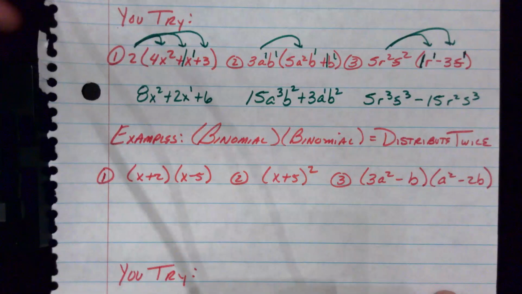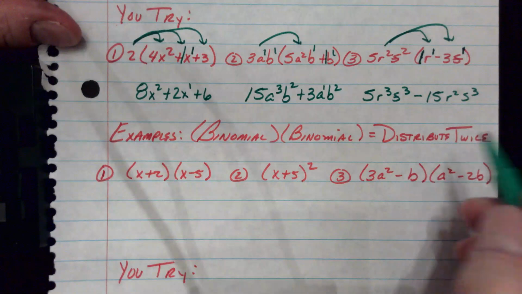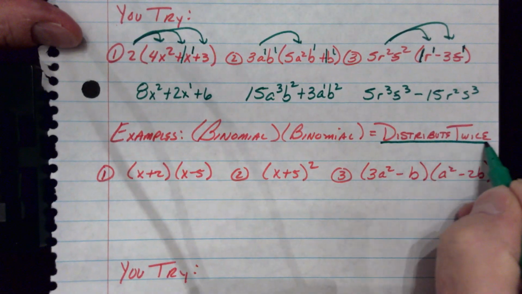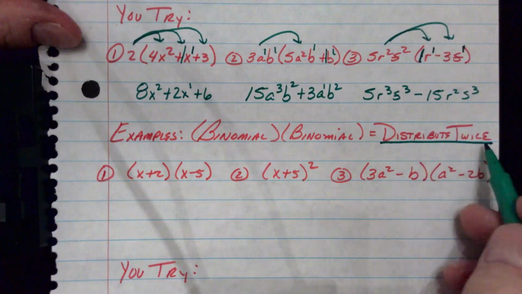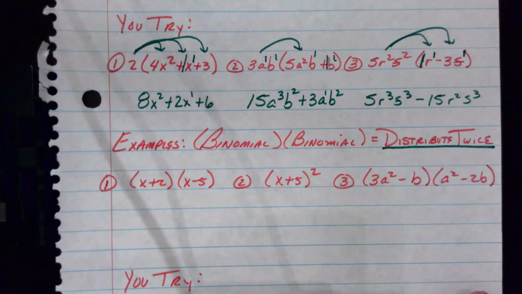Binomial times binomial. I've told you over and over, math is very simple, and then we start putting more stuff in it. We're going to use the distributive property here, but we're going to distribute twice, and I'm going to show you what I mean by that in just a second, okay? It's not a hard process, but it is something that we've not done to this point.